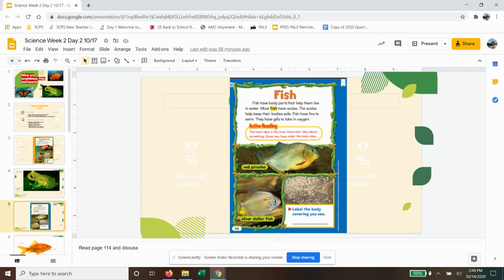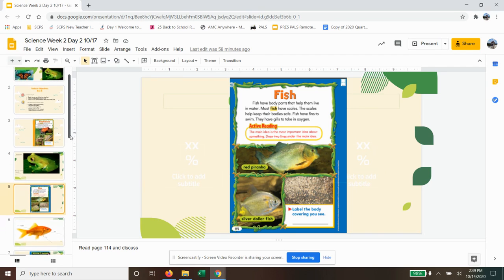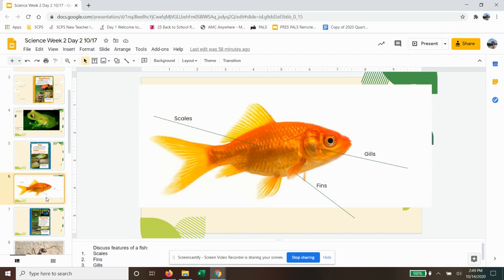So again we gave an example of a picture, and this is a fish that has scales. You look closely and it has scales, and then its fins help it to swim, and then its gills help it to breathe.